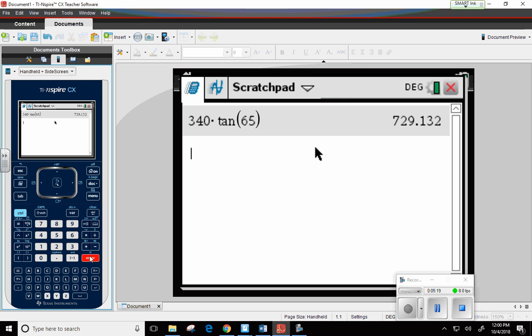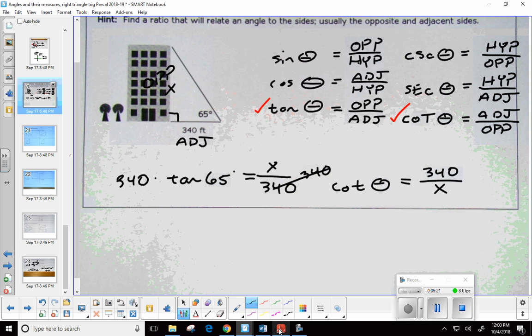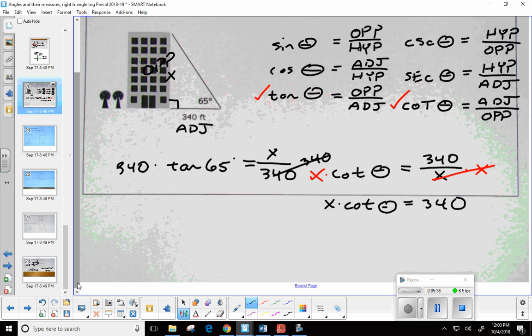Okay, let's do it. So now this one over here, I would still solve the same way. I'm going to multiply both sides by the denominator. So this time you're going to have x times the cotangent of theta equal to 340. And how would I solve for x? I should have put 65 in there. Hindsight's always 20/20. And how would I solve for x?